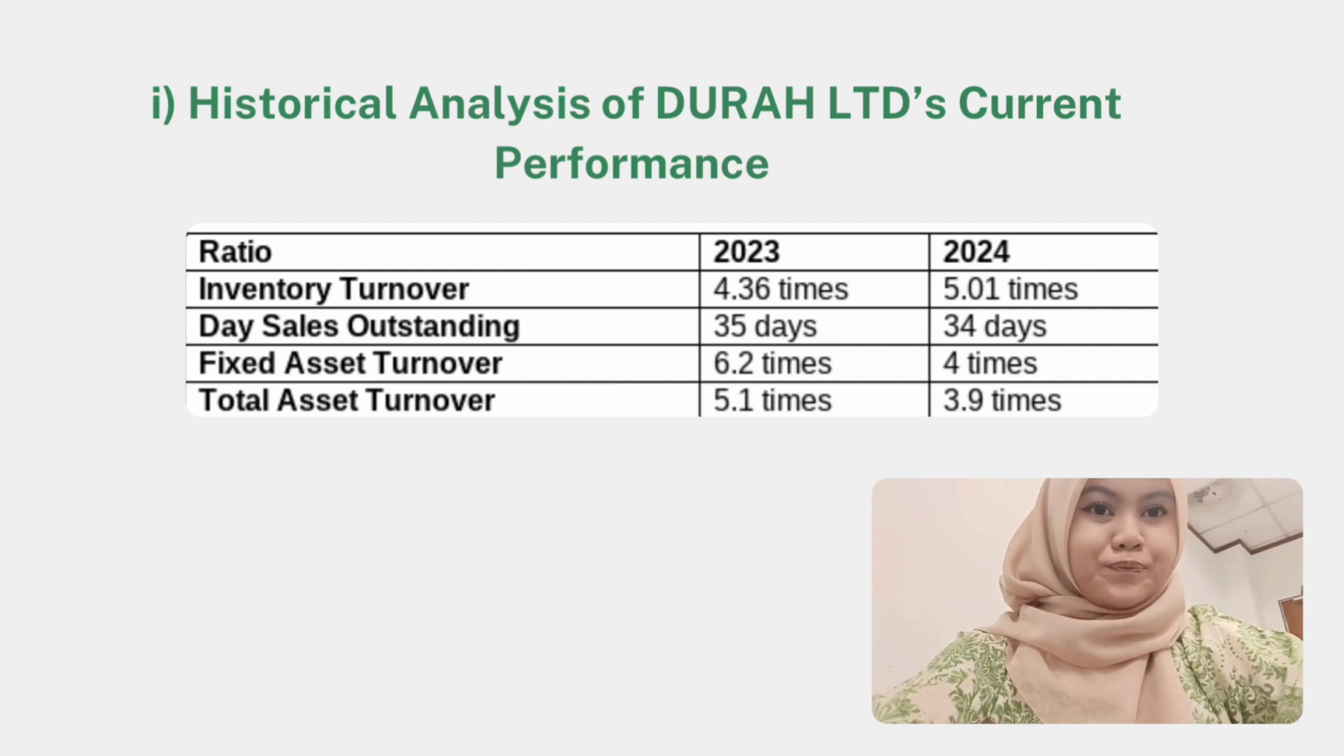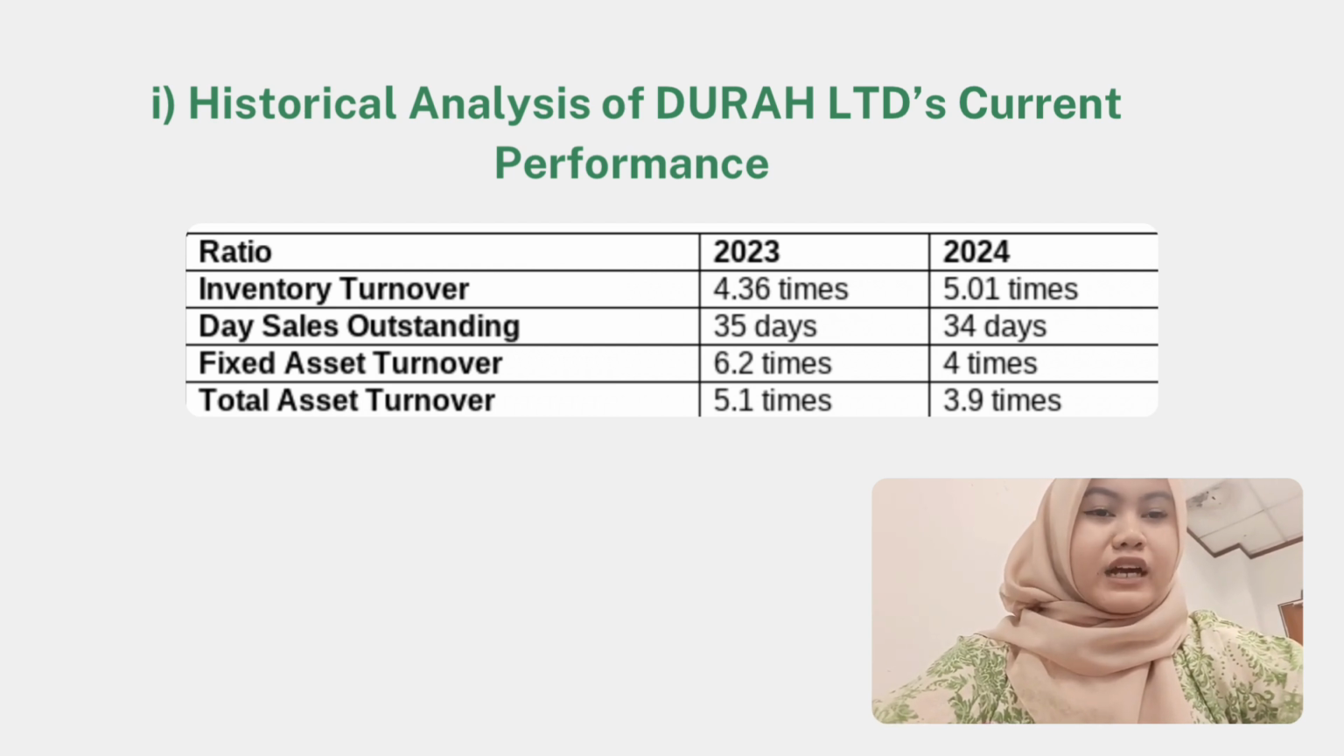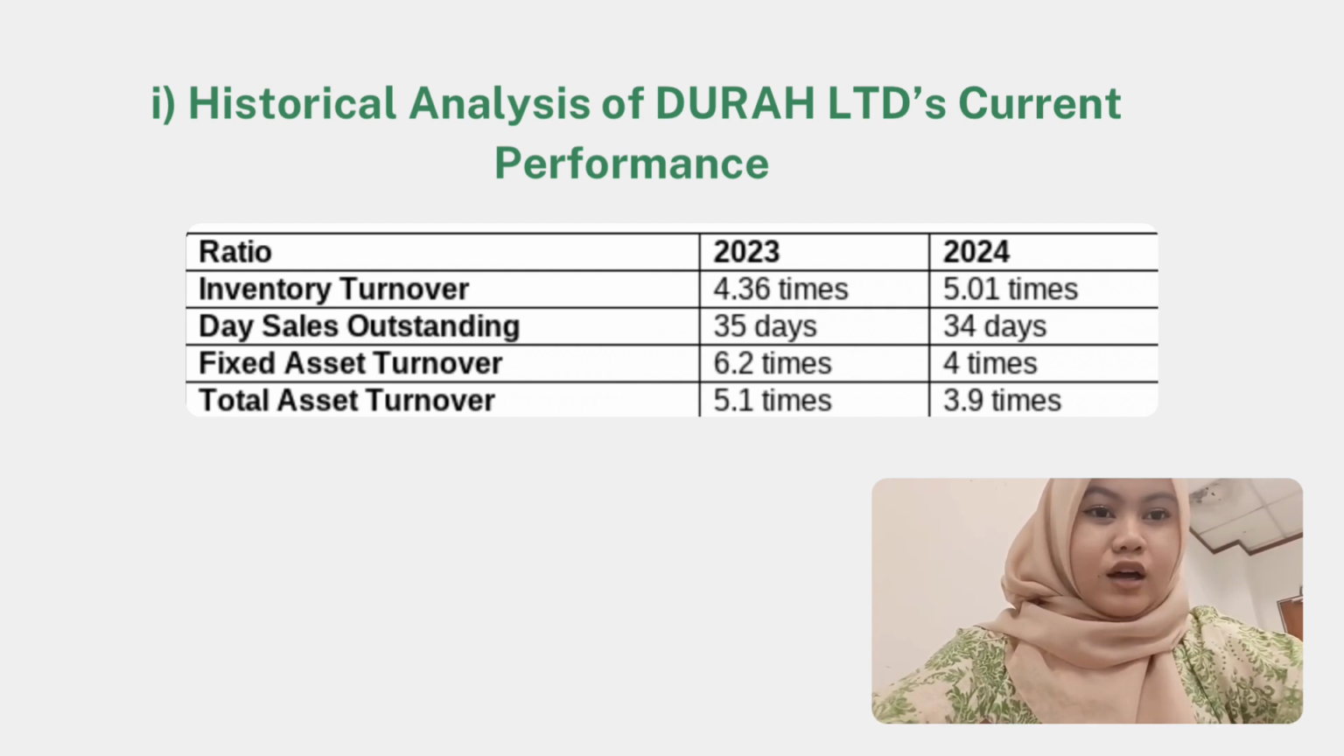Similarly, the total asset turnover fell from 4.1 times to 3.9 times, indicating a reduction in the overall efficiency of the company in utilizing its assets to support its sales. This could mean that the company has too many assets but sales did not grow at the same pace.